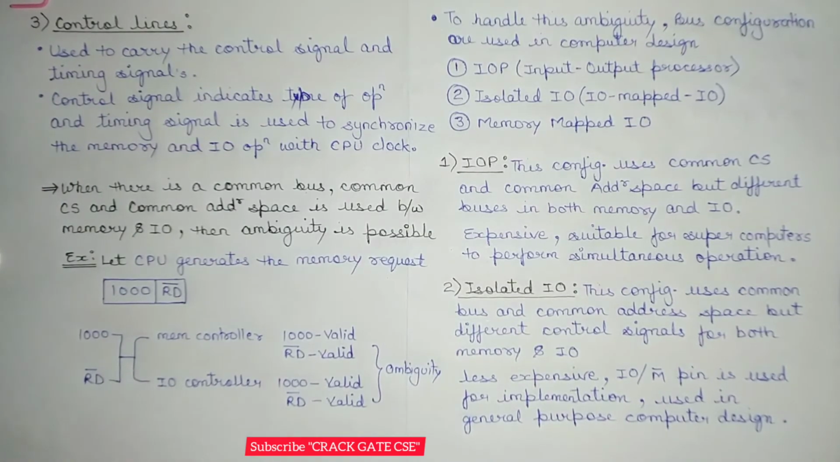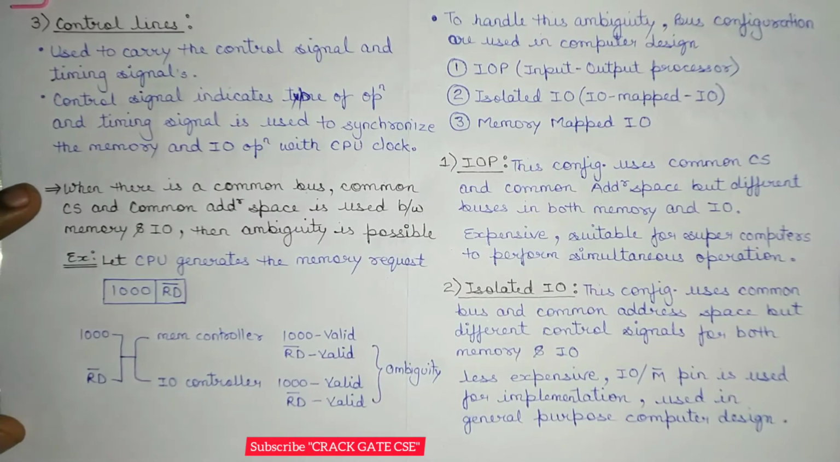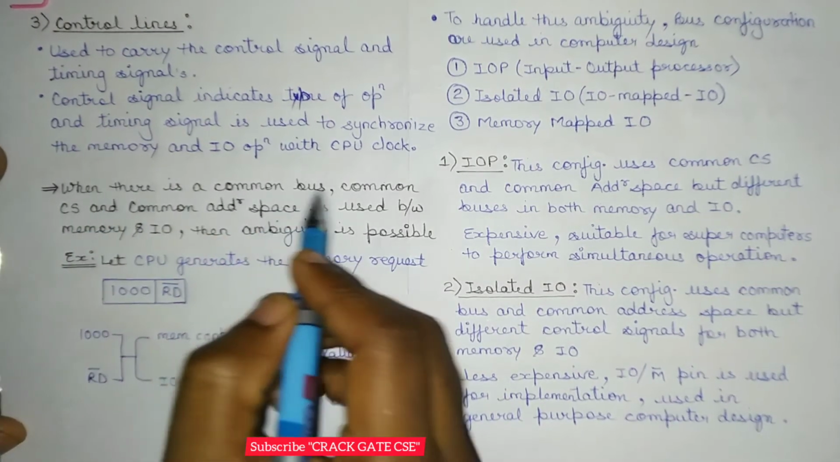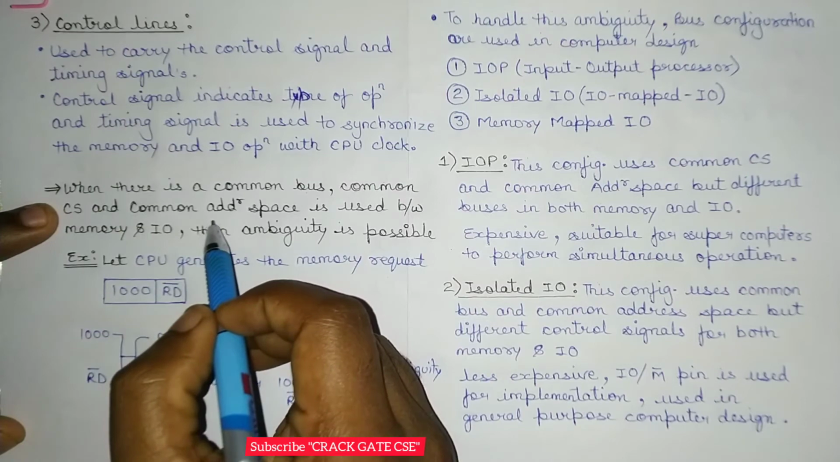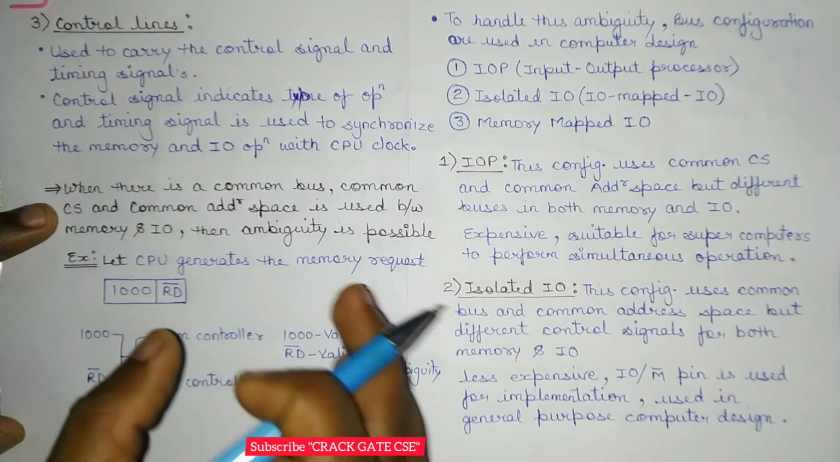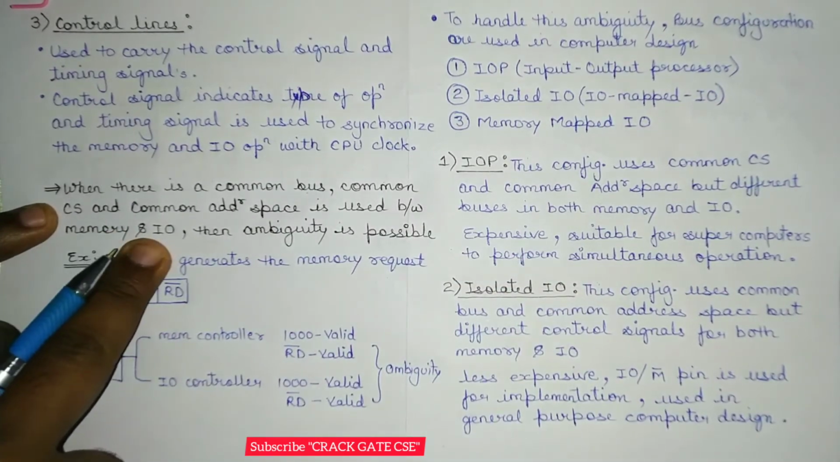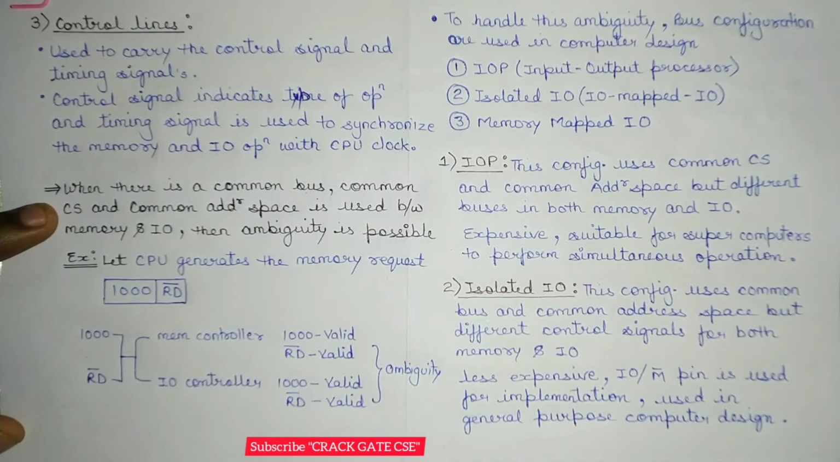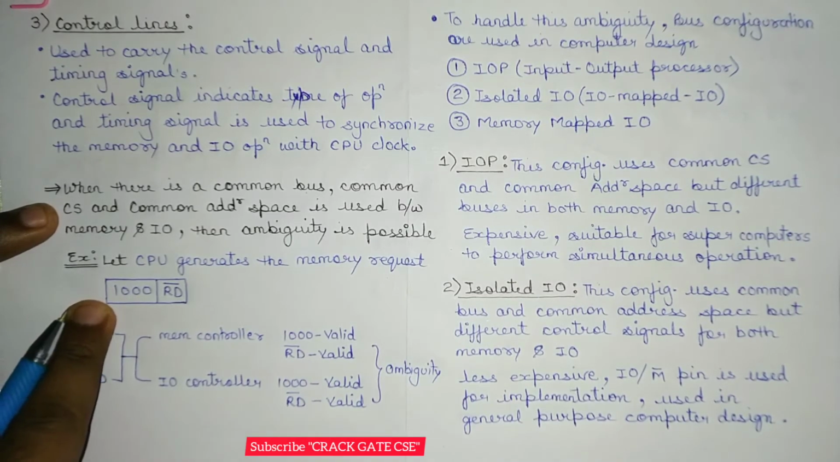So we understood what is the address line or address bus, what are the data lines or data bus, and what are the control lines and control bus. Now there is a special case under which an ambiguity is possible. So now we have to understand what kind of ambiguity can be there. When a common bus, common control signal and common address space are used between memory and IO, then there is a possibility of ambiguity. So I'm taking an example to explain that ambiguity.